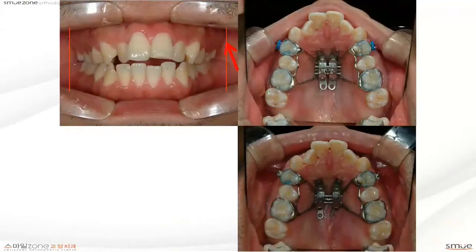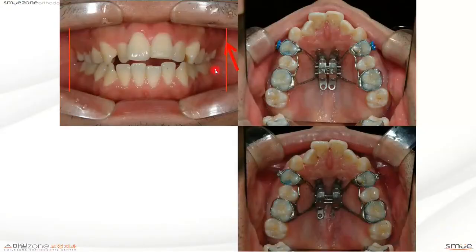But in cases like this, one class 2 long case, as you can see here, his maxilla is wider than the mandible from the beginning. Then why expand the maxilla in cases like this? Обратите внимание, что в данном случае изначально уже именно альвеолярный гребень верхней челюсти шире, чем альвеолярный гребень нижней челюсти. Тогда зачем в этом случае нам нужно расширять скелетно верхнюю челюсть?